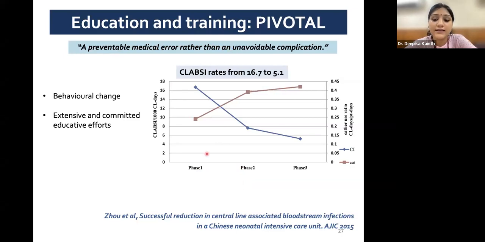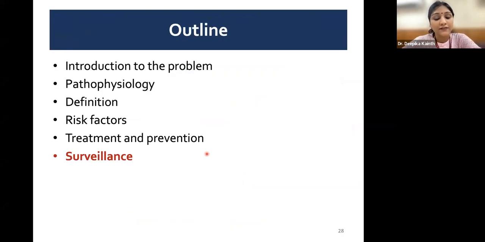We cannot sit on our hands and say that, okay, CLABSI ho gaya, koi baat nahi. But we will have to see that it is a preventable medical error, and we should do whatever we can to prevent it. So after understanding the management strategies, a word about surveillance.